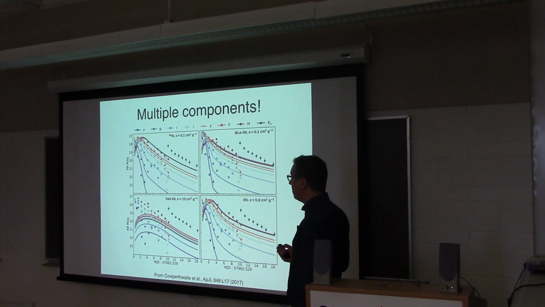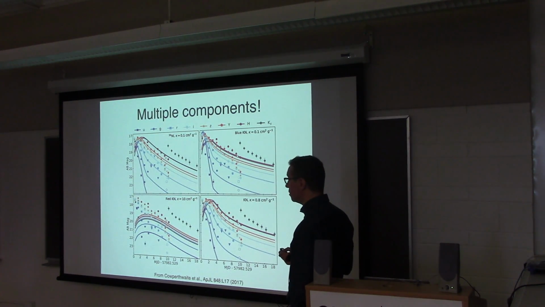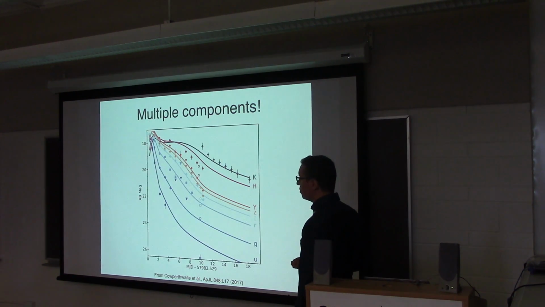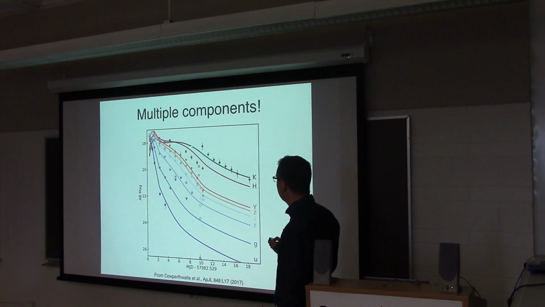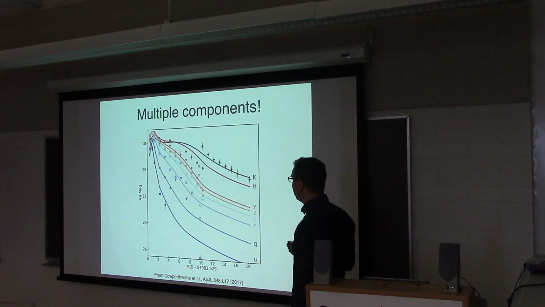More recently, some models have been proposed that can fit both, but then you really need to fine-tune the composition and the velocity distribution of the outflow if you want to explain everything. Instead, the most natural explanation seems to be that there was more than one outflow component. In this case, you see that with a two-component model, you can easily explain both the early time data and the late time data.